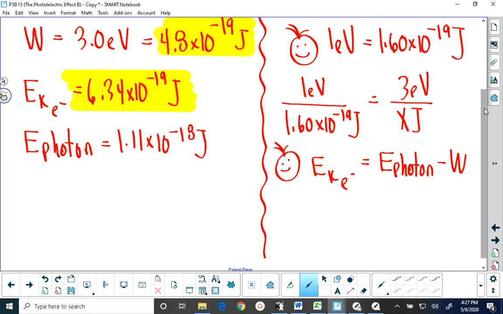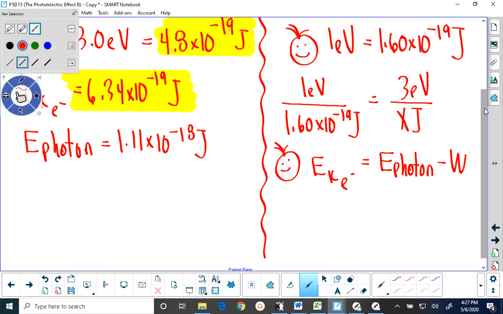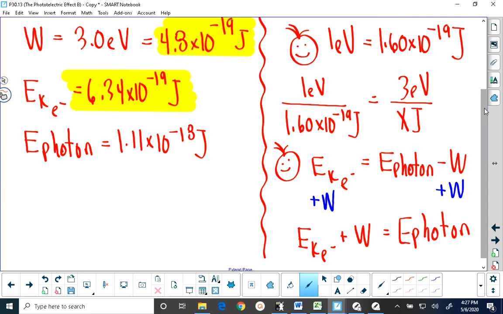Well, if you solve this equation for the energy of the photon, then that's going to involve adding the work function to both sides. And when you add the work function to both sides, you're going to be left with the kinetic energy of the electron plus the work function equals the energy of the photon. And that's what we did. We added the kinetic energy, which is highlighted, and the work function to get the energy of the photon.